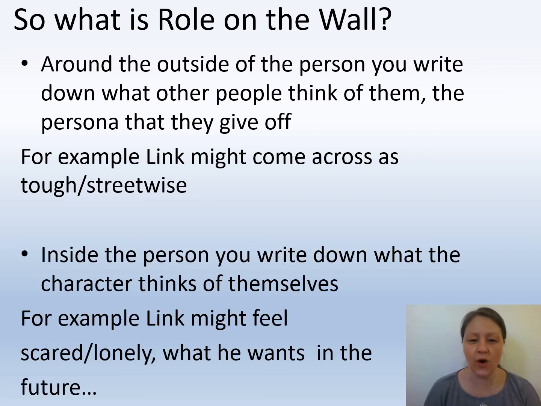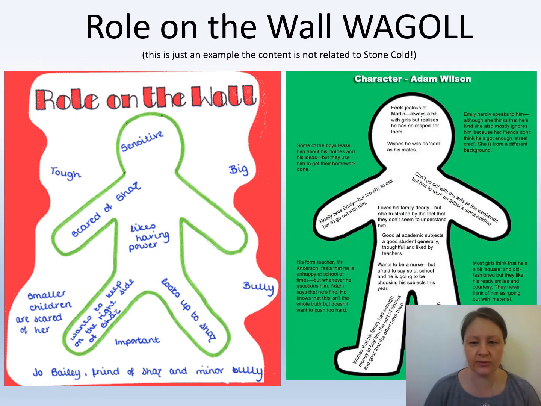Inside the person, you write down what the character thinks of themselves. So even though he might give off the persona that he is very streetwise, actually he might be very scared, he might be lonely. And here are a couple of examples. Now these don't relate to Stone Cold because I don't want you to obviously copy from them, but you can kind of get the idea. One is slightly more detailed than the other. So around the outside, you write what other people think or see you as, and inside you write down what you think about yourself.